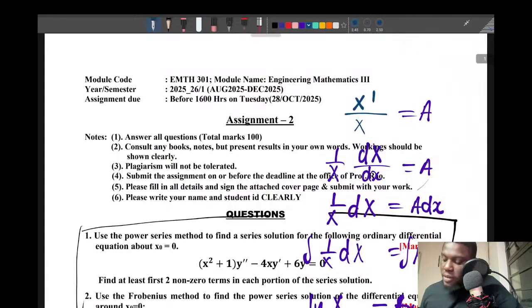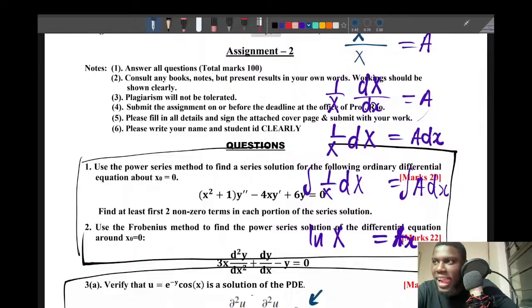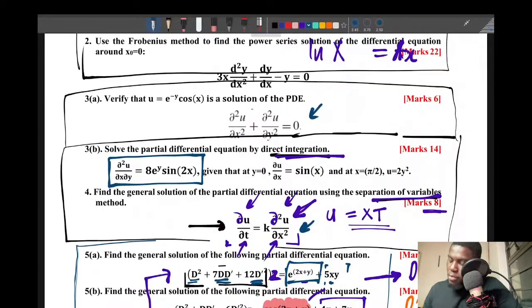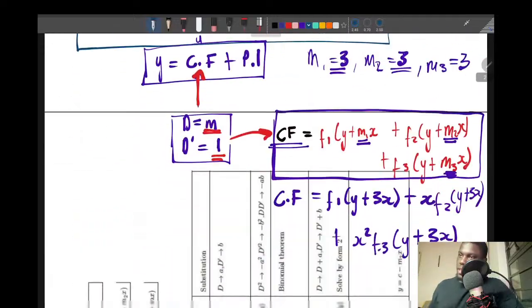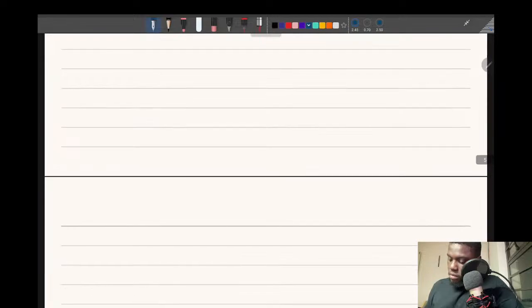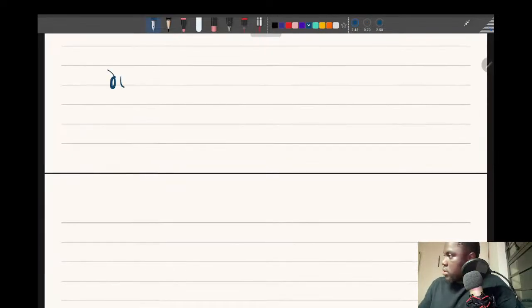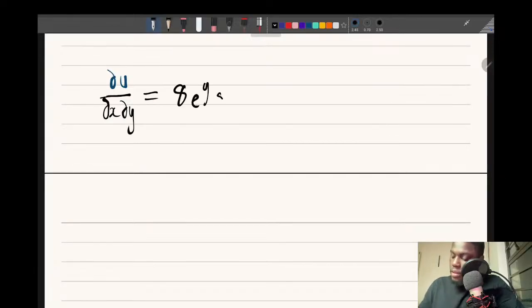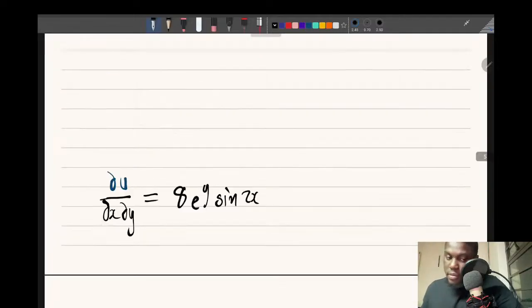But because it's an x squared, everything changes. So now let's put the second derivative is 8e to the y sine 2x. Del u del x, 8e to the y sine 2x, something like that.